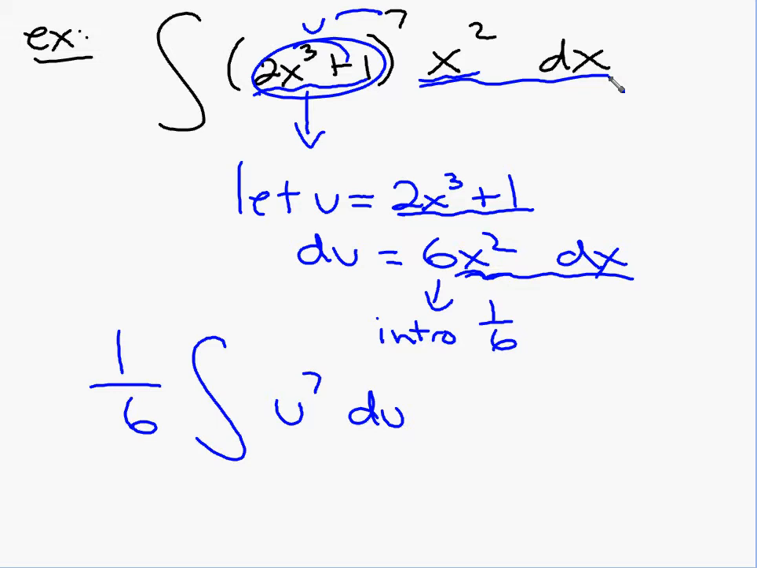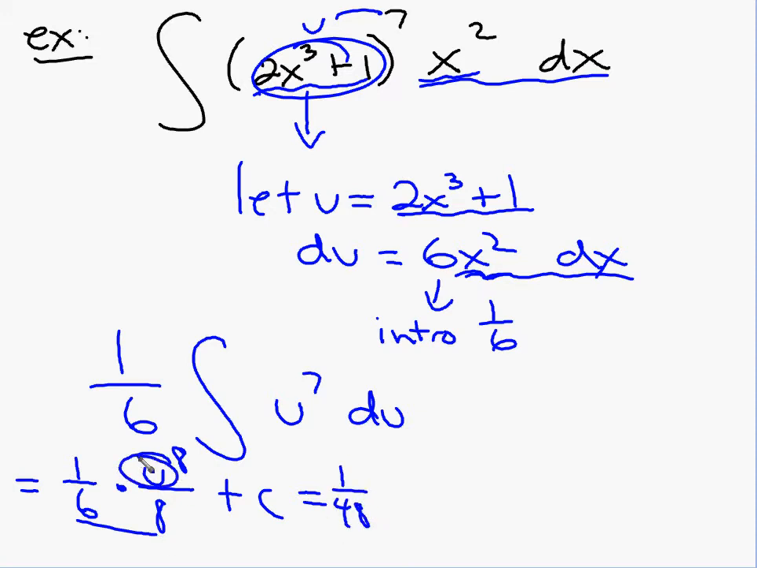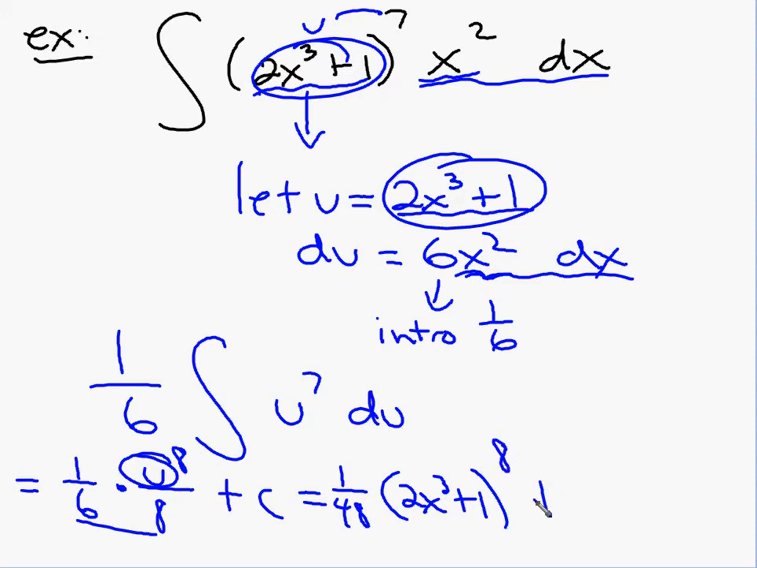All right? And now, boy, using the power rule, this problem isn't bad. This is going to be equal to 1/6 times u to the 8th over 8 plus c. And I can just do my fraction work. That's going to be 1/48. And then put my u back in. My u was 2x cubed plus 1, so it's going to be 2x cubed plus 1, that whole quantity to the 8th power plus c.